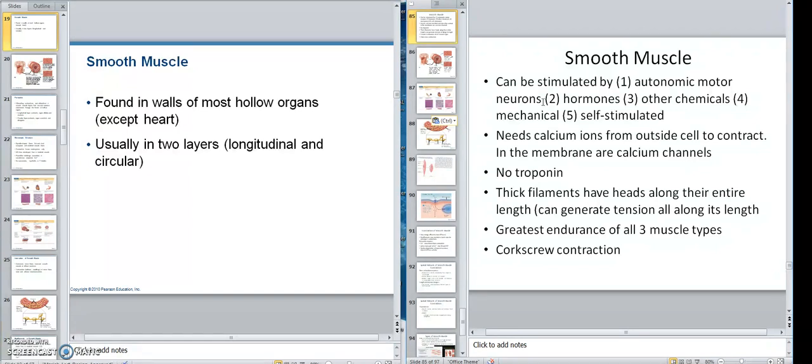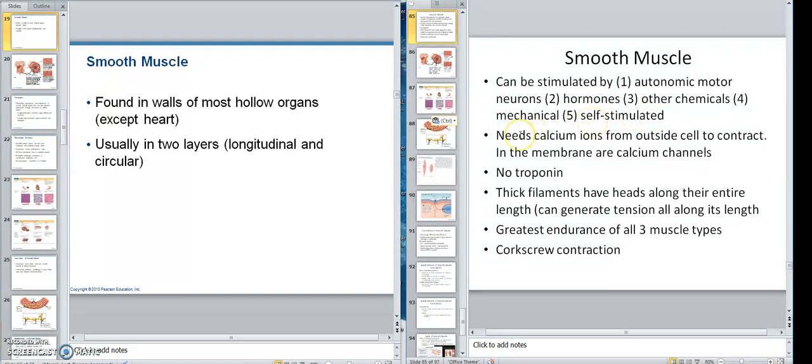But with smooth muscle, it's turned on by a whole plethora of different things. The autonomic motor neurons, certain hormones can do it, other chemicals can do it. Mechanical stretch, if you pull on it, like the bladder, stretch the bladder and it reflexively comes back. In some cases, it can even be self-stimulated.